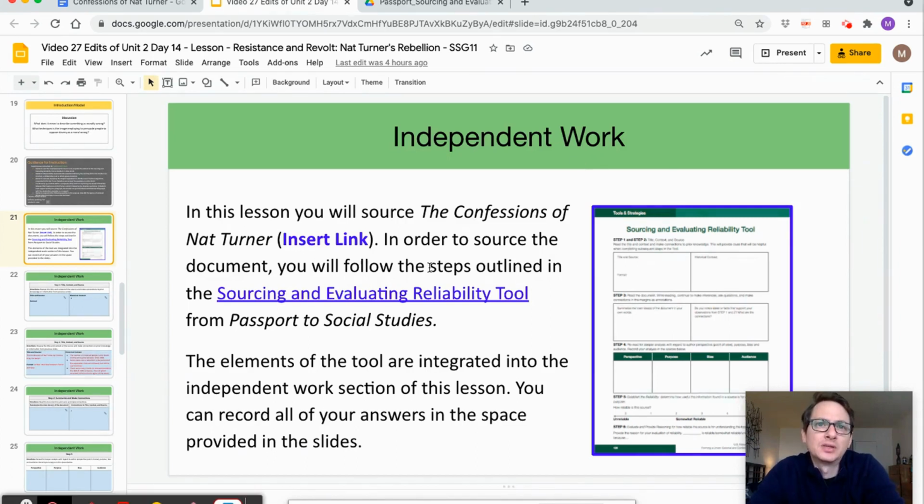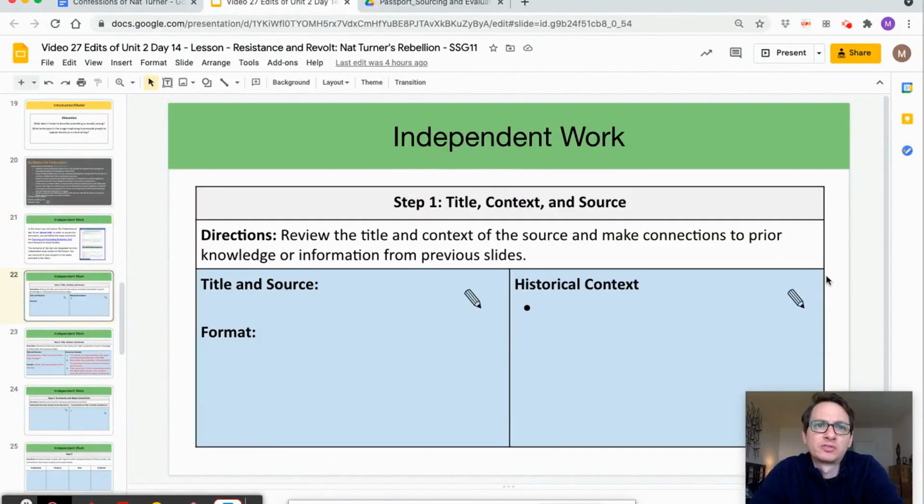And to accommodate this, we will be completing the version that was embedded into this lesson, which runs several slides that are going to look like this. However, the skills and procedure of using this tool can be applied to any source that you want to assess the reliability of. The very first step of this process is to take a long look at its sourcing information and then the historical context in which it was created.